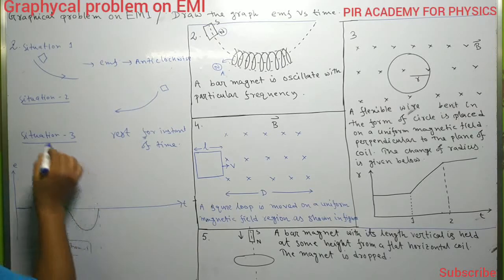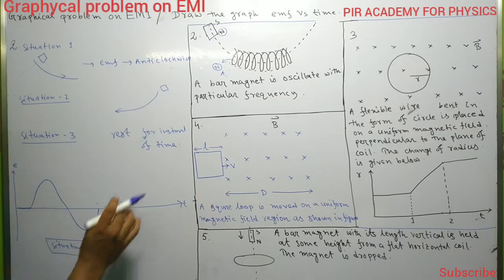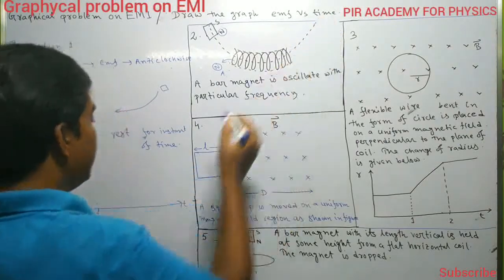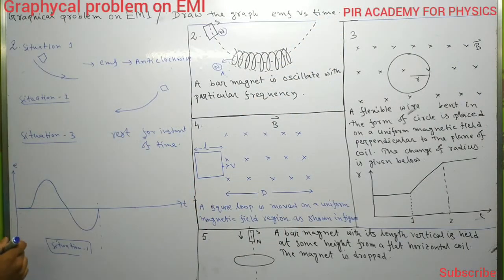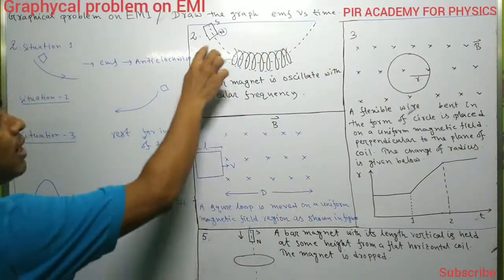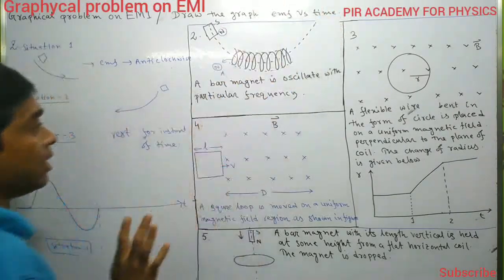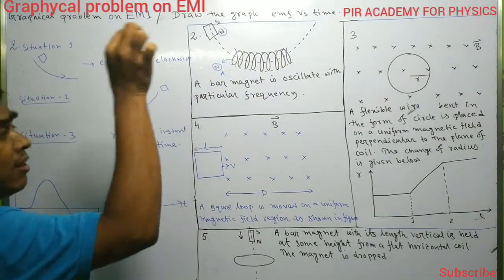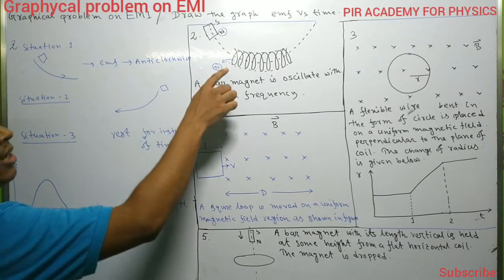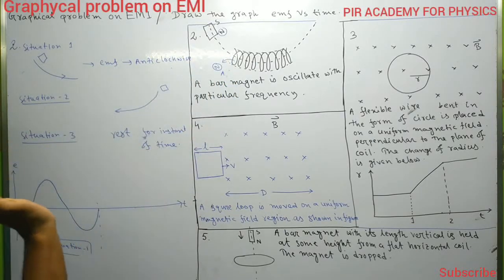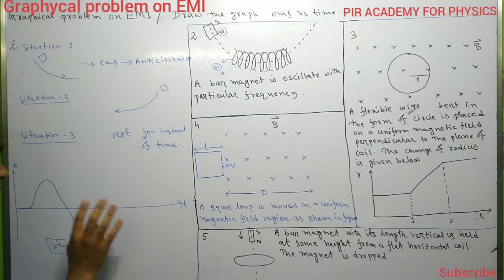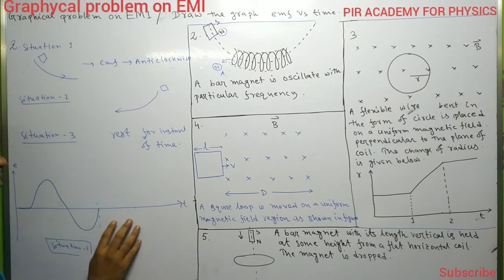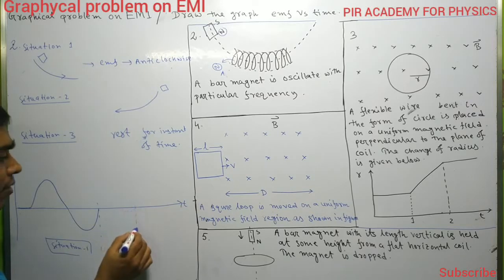And situation number 3, for an instant of time, this magnet is at rest on the upper side. That means if the magnet is at rest, then there is no change in magnetic flux. So if there is no change in magnetic flux, that means induced EMF must be 0. That means in this case, the situation number 3.